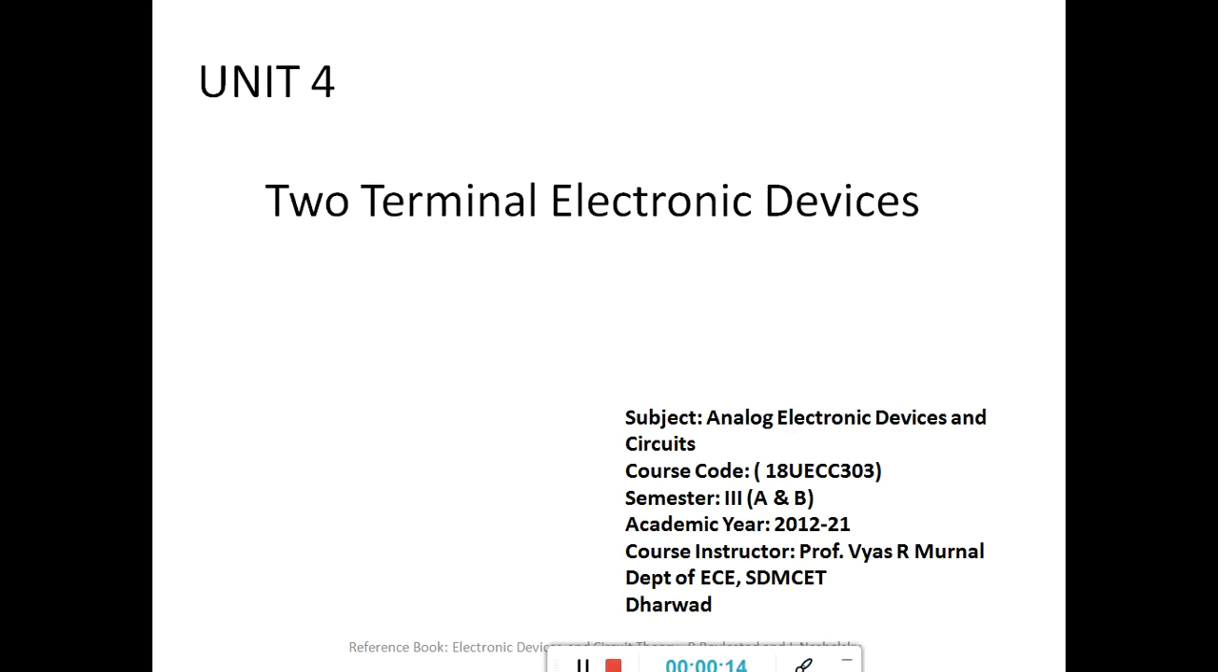Today we will begin with the new fourth unit of your AEDC syllabus. The title of the unit is Two-Terminal Electronic Devices. See, your second and third units focused on three-terminal devices, which were mainly JFETs and MOSFETs. The BJT is also a three-terminal device, right? Whereas the diode is a two-terminal device.